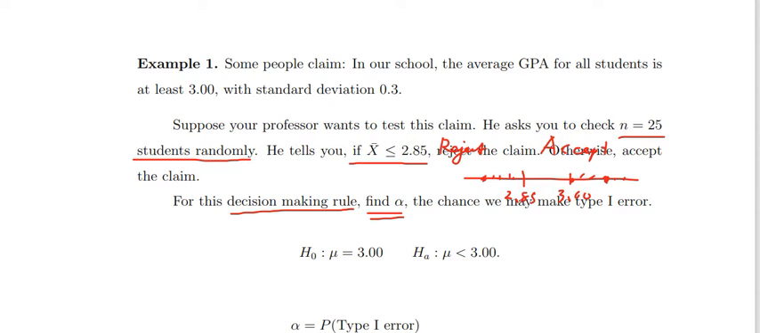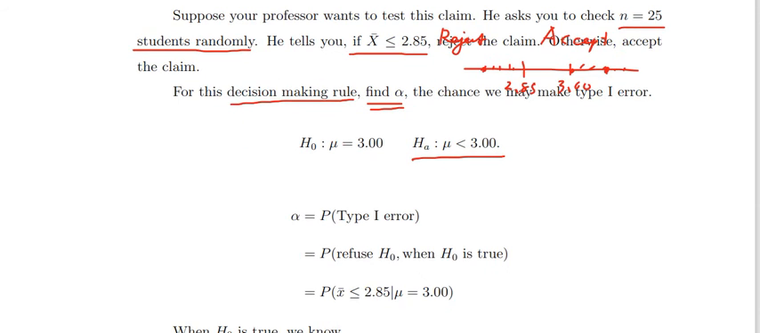HA is the not-so-good case, so less than. Here we're talking about GPA, so a high GPA means good and a low GPA means bad. So HA is less than. Alpha is the probability we will reject H0 when H0 is true. Rejecting H0 is when X bar is less than 2.85.